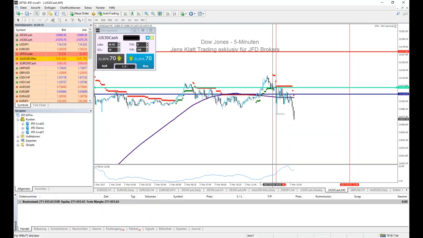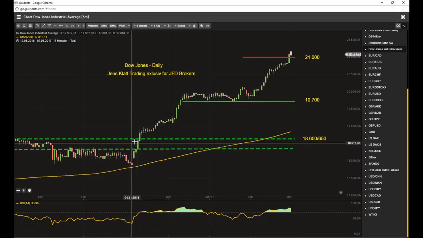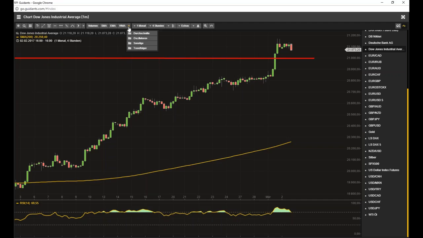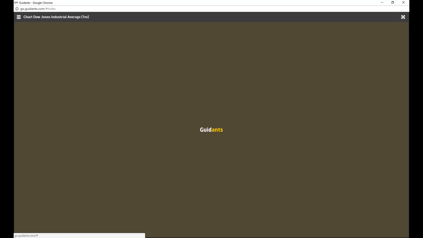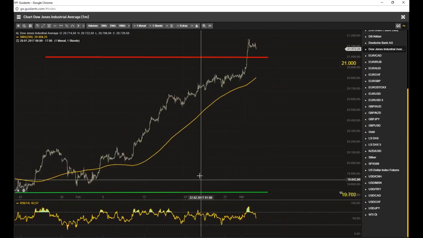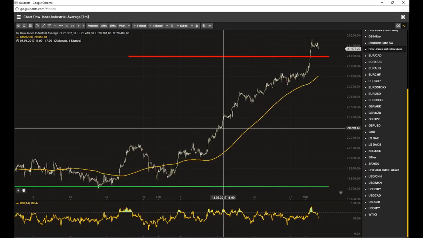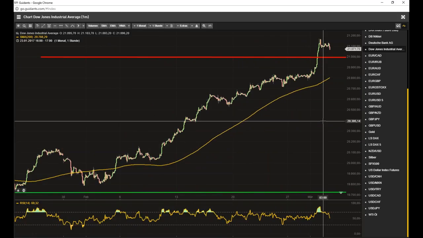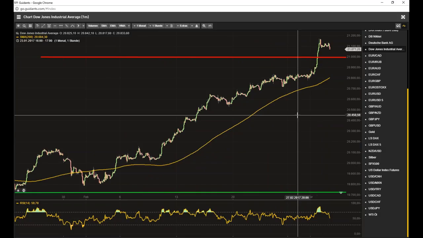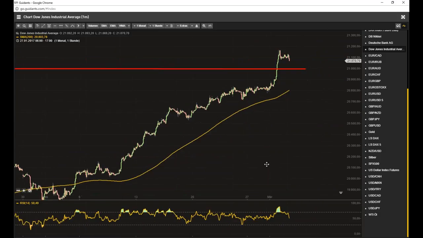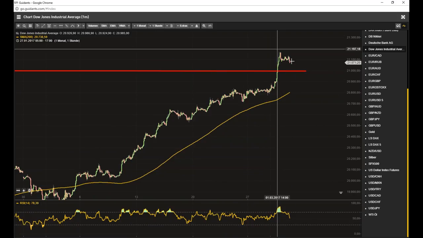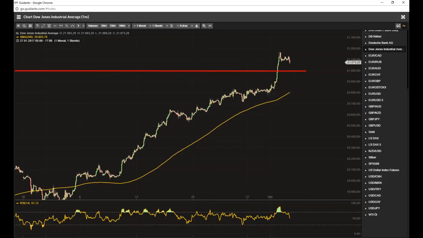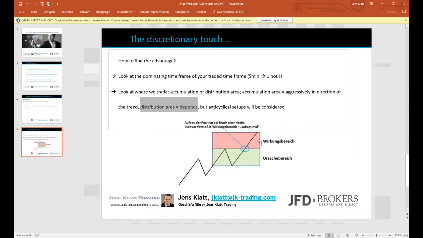Which perfectly makes sense now, what I'm talking about here. So if we look at the hourly chart here, oh, I'm sorry, this is the 4-hour chart. If we look at it, what you see is a market making higher highs and higher lows, obviously. So now, what would you say? Do we trade in the accumulation area or do we trade in the distribution area? I'd say it's quite obvious that we are trading in the distribution area, right? So this is exactly here, the red area.